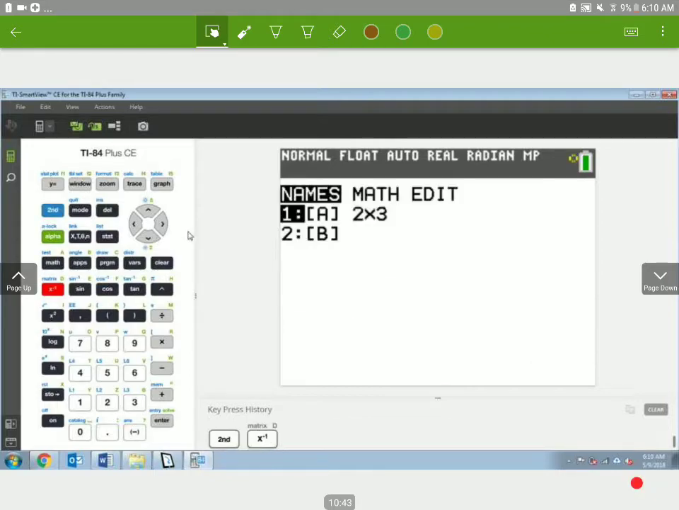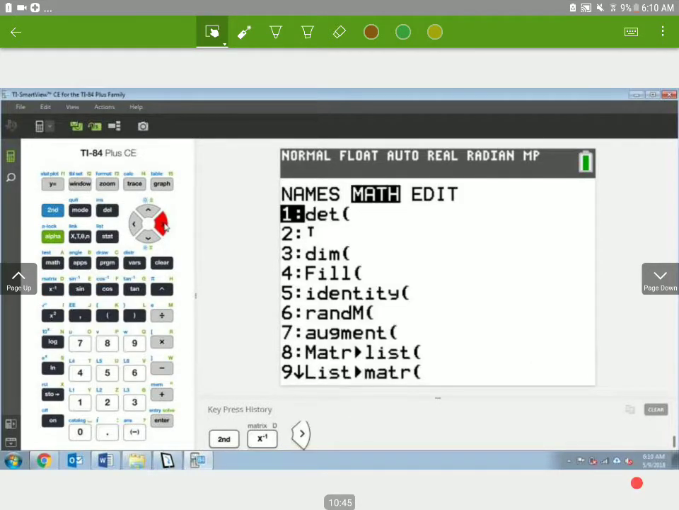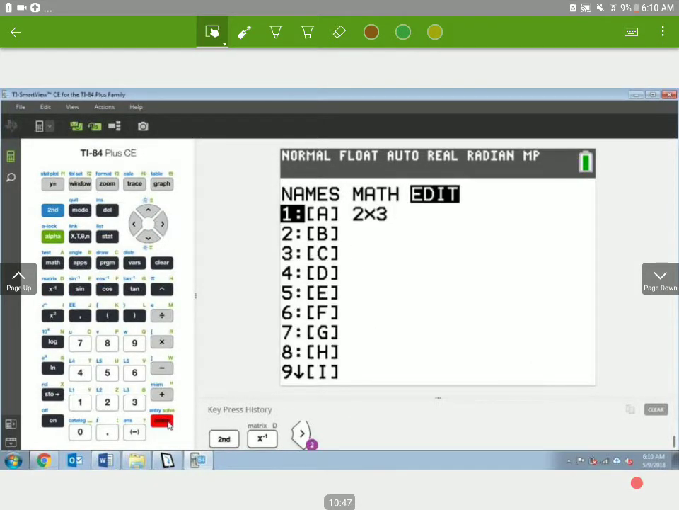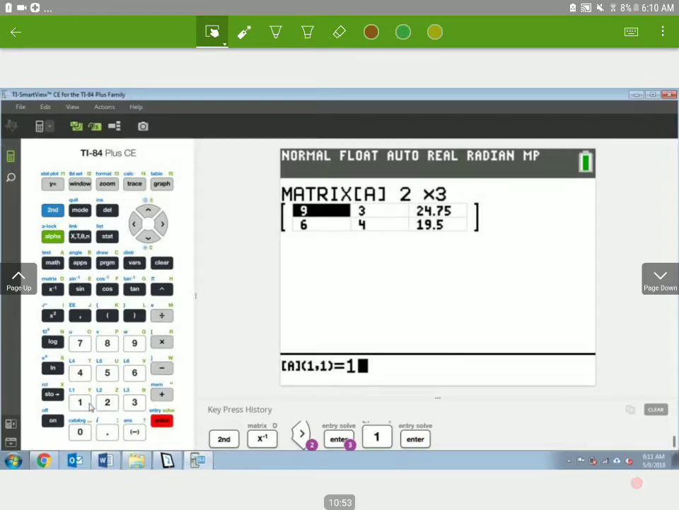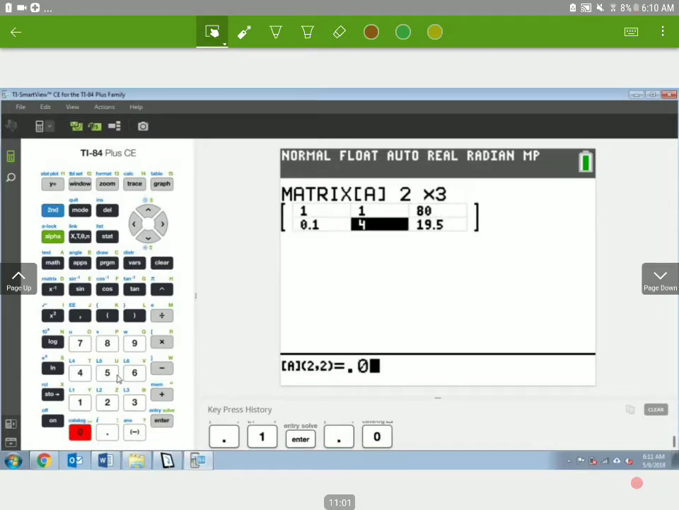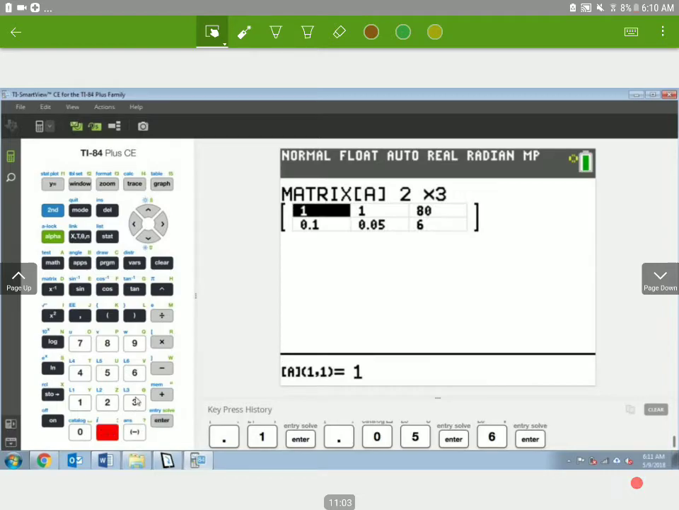Second matrix: 1, 1, 80, then 0.1, nickel is 0.05, and $6.60.